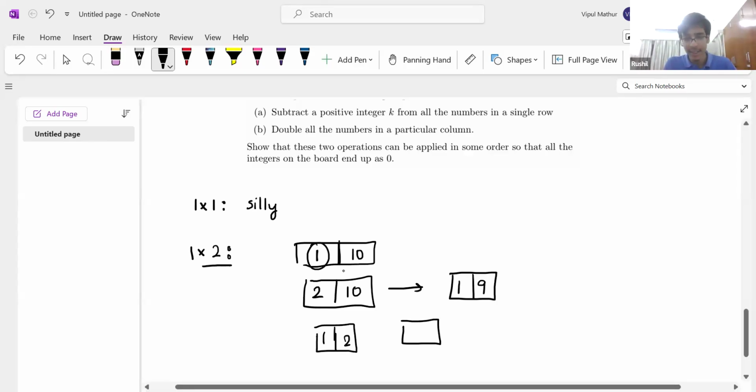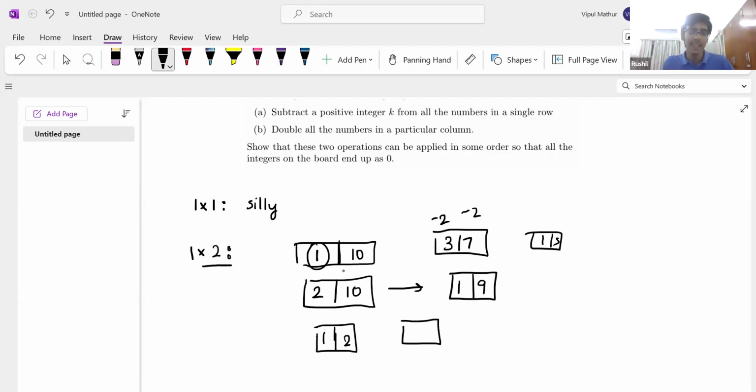If it's not 1, if it's something like 3 comma 7, we can just make one of the numbers 1. We can subtract 2 from both of these. So we can just make it 1 comma 5, and then we're happy. Because we can make this 2 comma 5 to 1 comma 4, 2 comma 4 to 1 comma 3, 2 comma 3 to 1 comma 2, and so on.